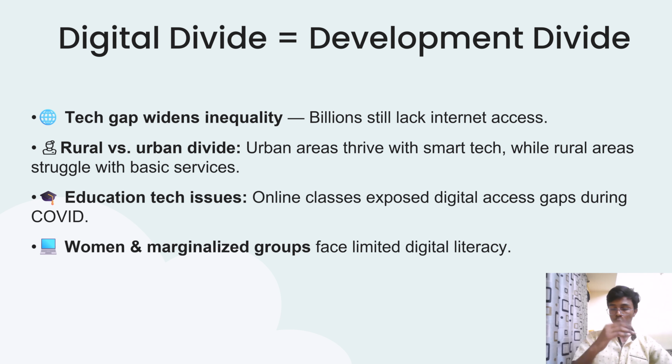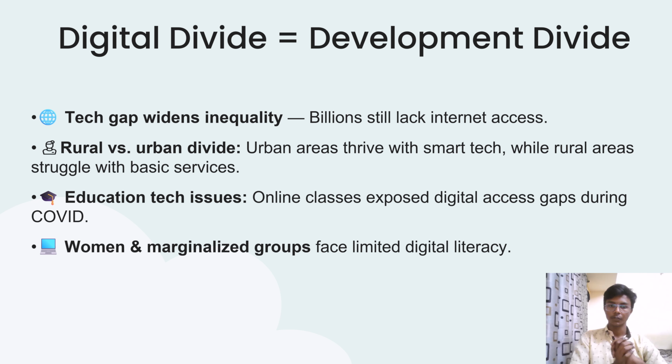When you go to rural areas, many people have no internet access. Also, when you go to hilly regions and forest areas, they don't know what the internet is like in urban areas. Rural versus urban divide: urban areas thrive with smart tech, for example Bangalore, while rural areas struggle with basic services. Some villages struggle.